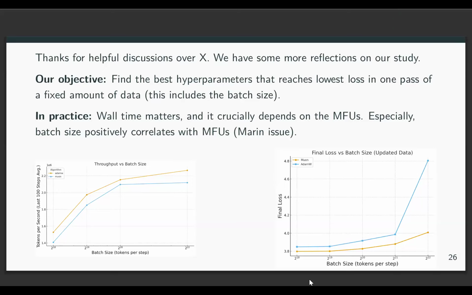But you mentioned that Adam is more sensitive to other hyperparameters. Yes, that's definitely true. There's a possibility that if I tuned the warmup of Adam, or the weight decay of Adam, I could get a slightly better scaling trend.